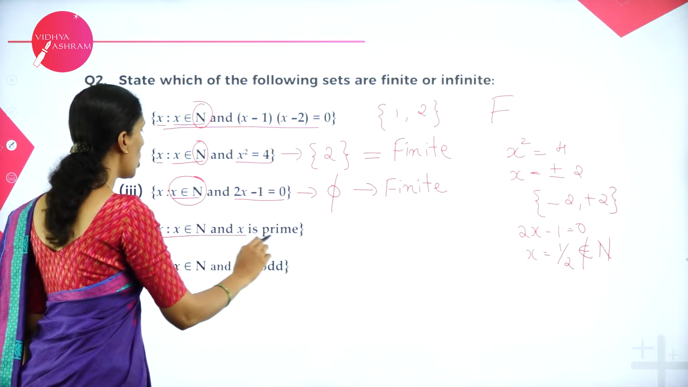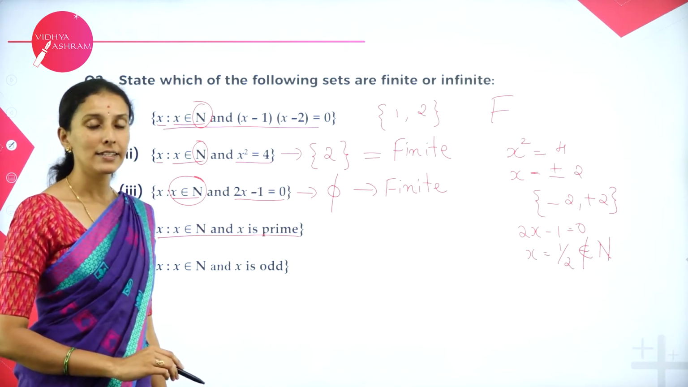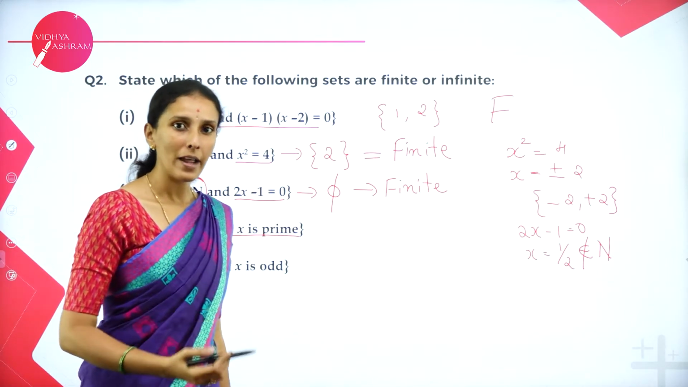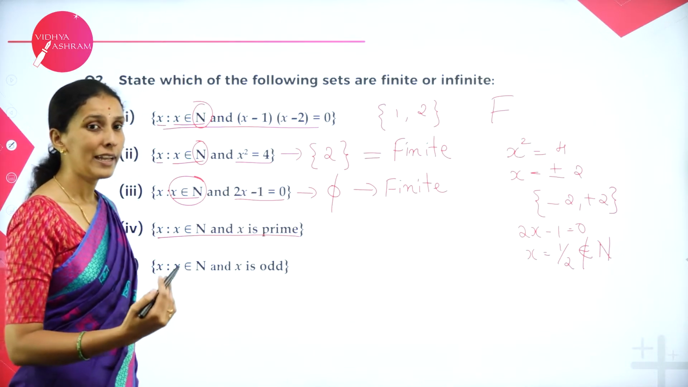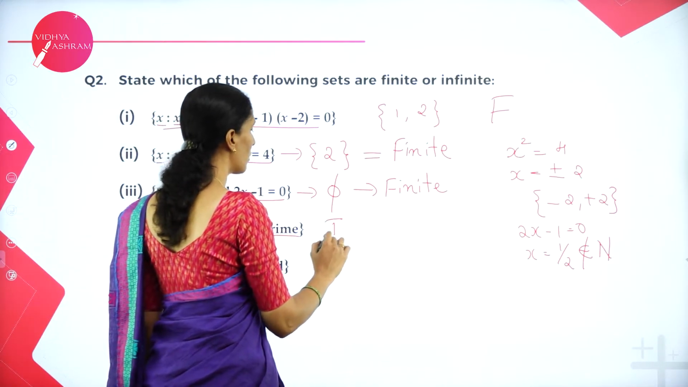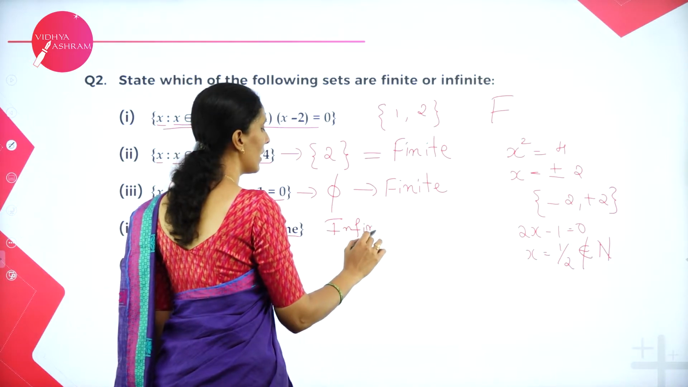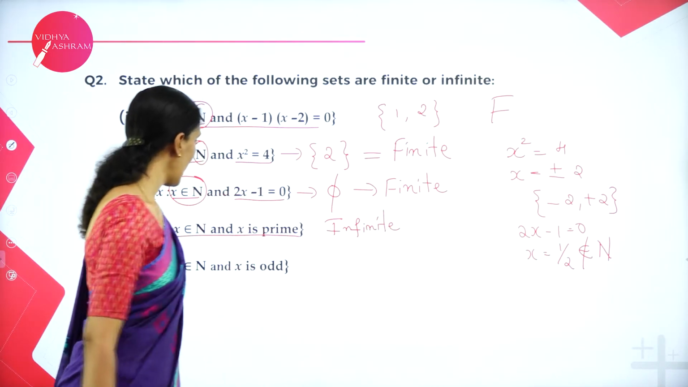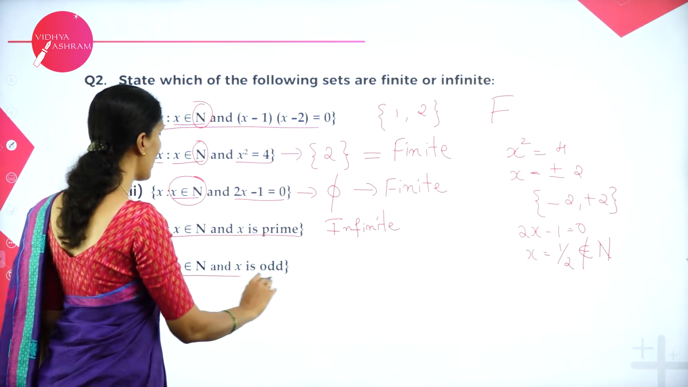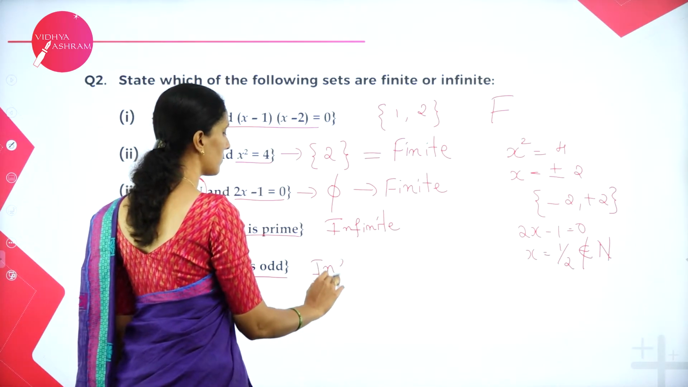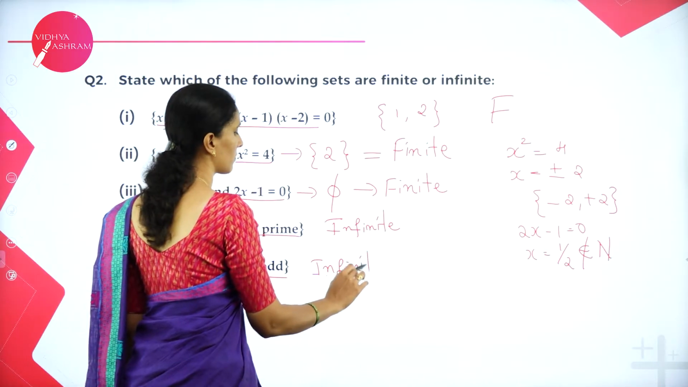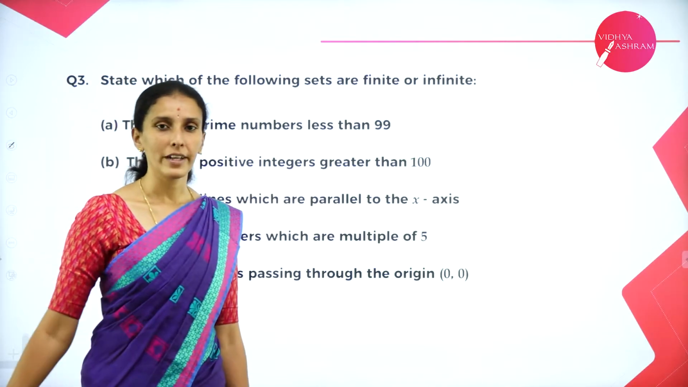Next, x belongs to natural numbers and x is prime. I said the set of prime numbers, set of even numbers, set of odd numbers are all infinite sets. So therefore, this is an example of an infinite set. Next, x belongs to N and x is odd. Odd numbers are also infinite. We'll take a few more examples.